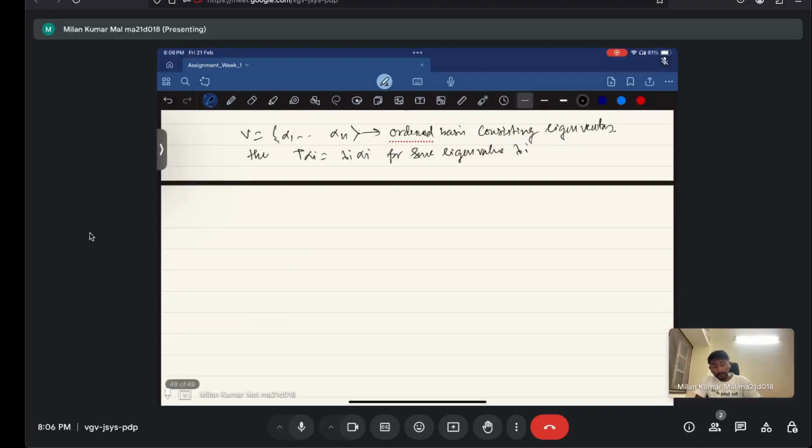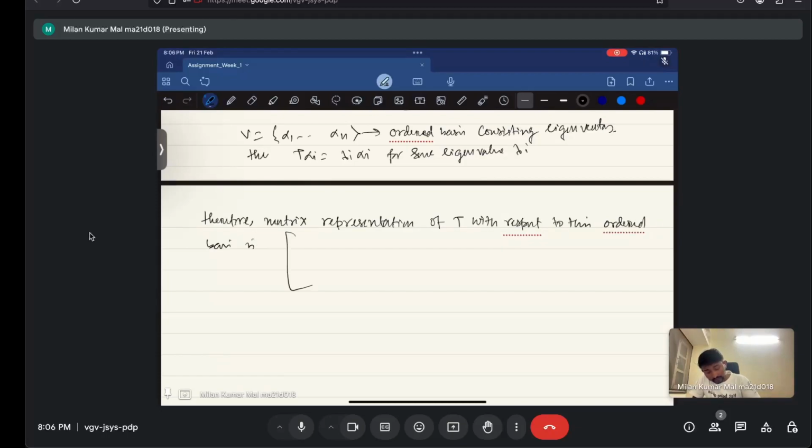So the matrix representation of T with respect to this ordered basis is this diagonal matrix, lambda 1 all the way to lambda n, and all other entries are 0. The lambda i can be repeated.